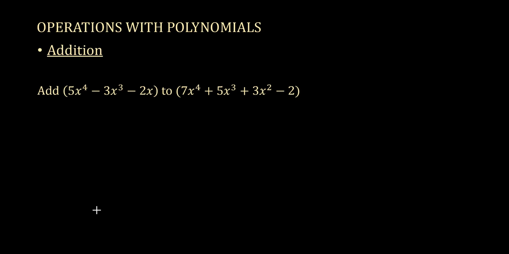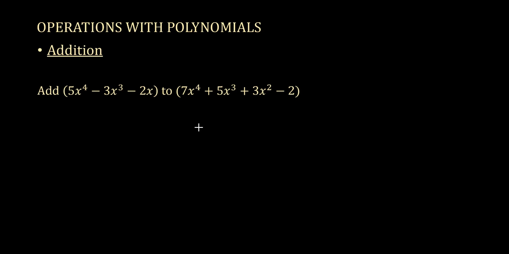So these are like terms, right? In this example, as you can see, 5x raised to power 4 can be added to 7x raised to power 4 only, because these two are like terms. Like terms are those terms which have the same order, so a same order term will be added with the same order.